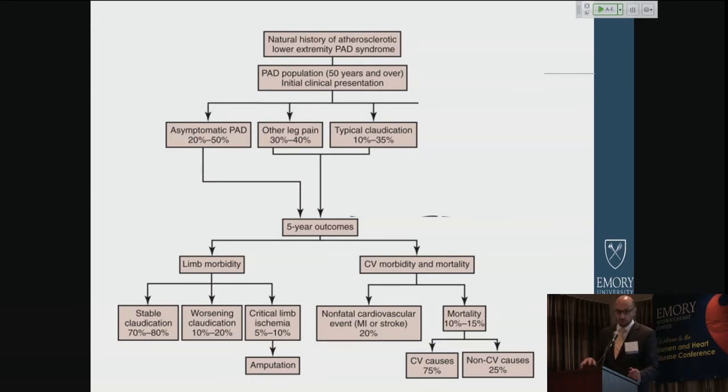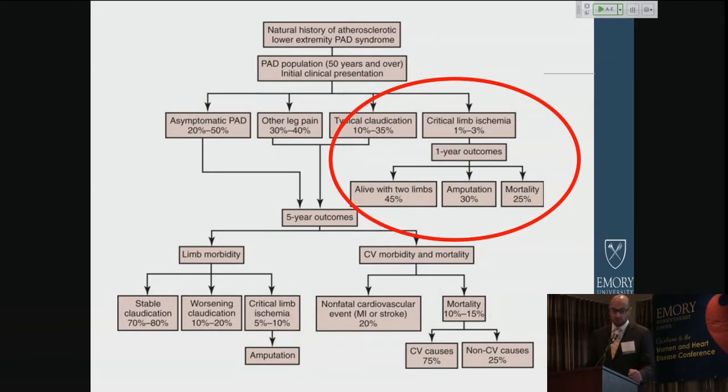Again, to go over what I just said, looking at 5-year outcomes of patients with peripheral arterial disease, those are the patients who either have claudication or asymptomatic peripheral arterial disease. Their risk of amputation or leg loss is very small, 1% per year, 5% over 5 years. But the cardiovascular morbidity and mortality is high. Mortality is somewhere between 2 to 3% per year, 10 to 15% over 5 years. So again, emphasizing the importance of risk factor modification.